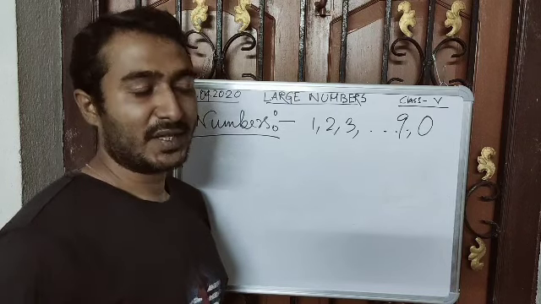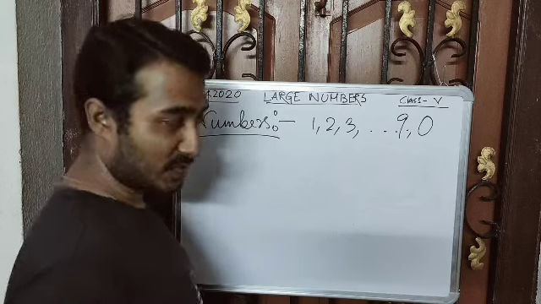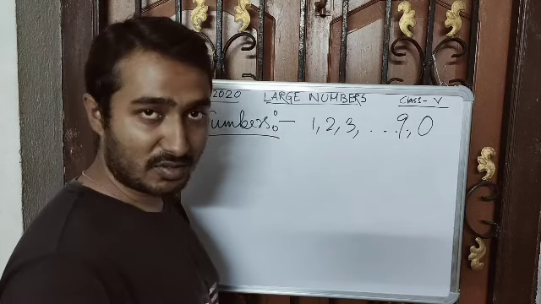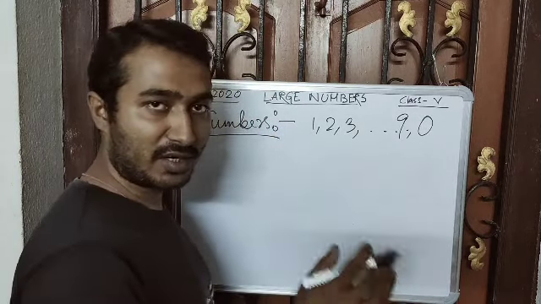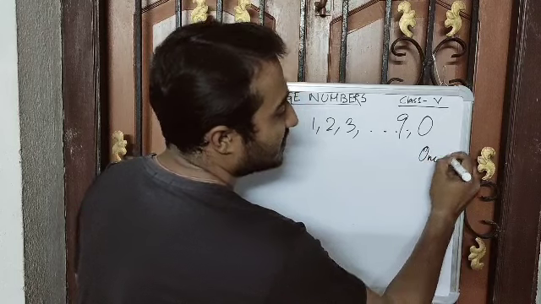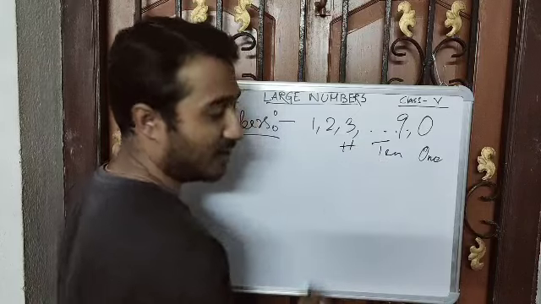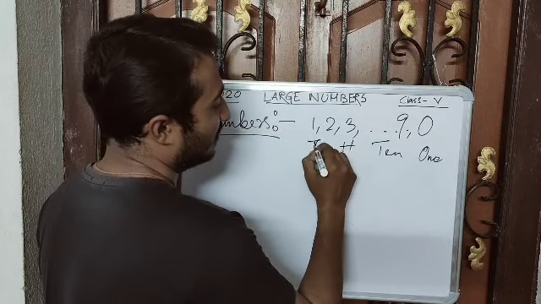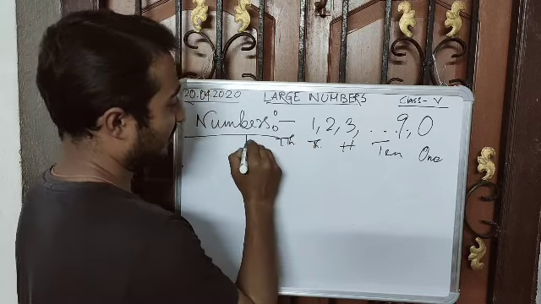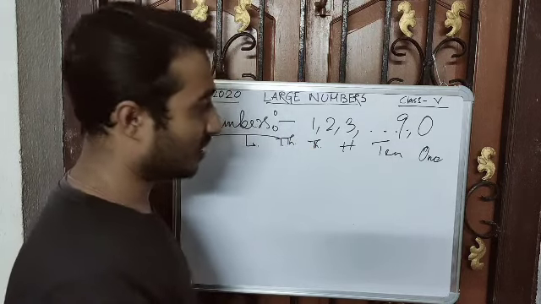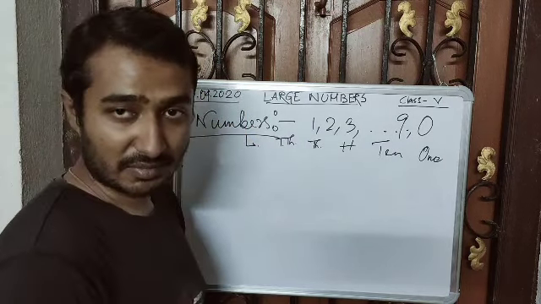So earlier in class 4, you have already learned about up to 5 digit numbers. 5 digit numbers means up to lakhs. You have learned about up to lakhs. So the periods, the places you have already learned, that is ones place, tens place, hundred place, thousands place, 10,000 place and lakhs place. So this you have already learned. So among these, this is the 6 digit number.